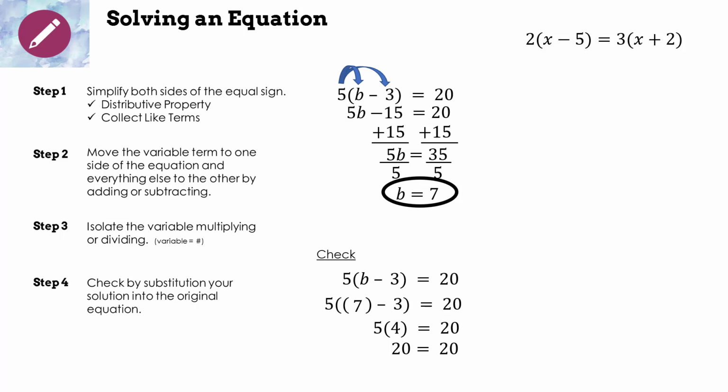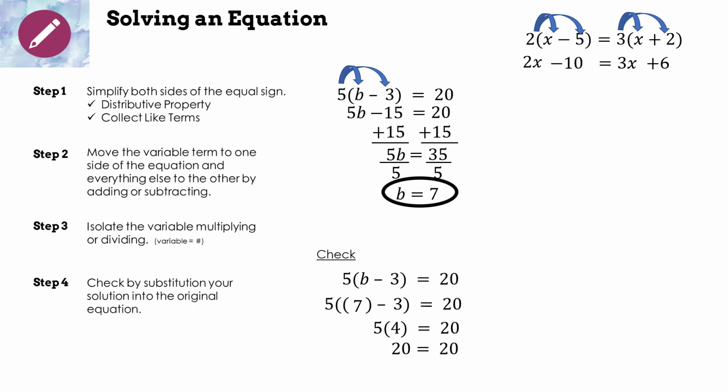Let's look at this one. 2 times x minus 5 equals 3 times x plus 2. It doesn't matter how many times we have the distributive property, we're going to do the same thing. I'm going to take 2 times x, which is 2x. 2 times negative 5 is negative 10. And we're going to do it on the right side of the equal sign also. 3 times x is 3x, and 3 times 2 is 6. This gives us 2x minus 10 equals 3x plus 6.